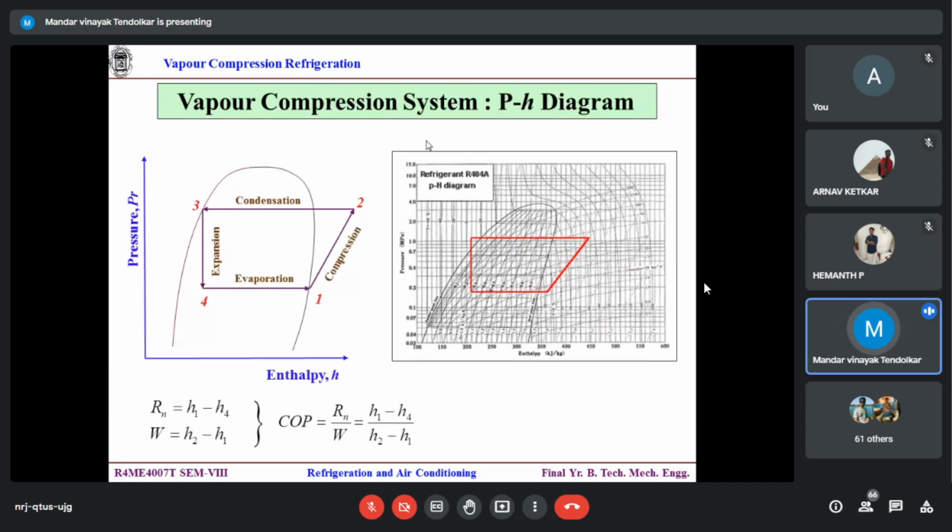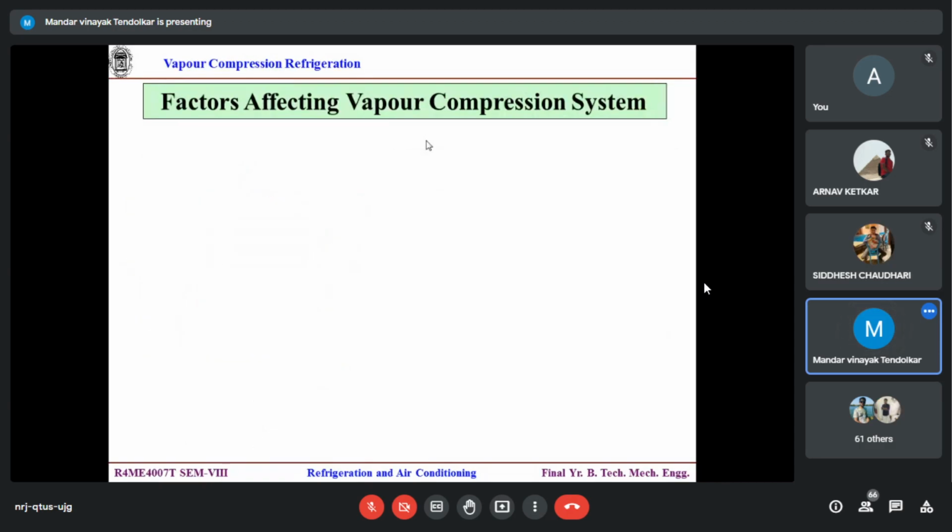Correct? Now, factors affecting the vapor compression cycle. This is our experiment number 2. Experiment number 1 is the water cooler. Experiment number 2 is the parametric evaluation. That means factors. There we will be analyzing the effect of condenser pressure and the effect of evaporator pressure.